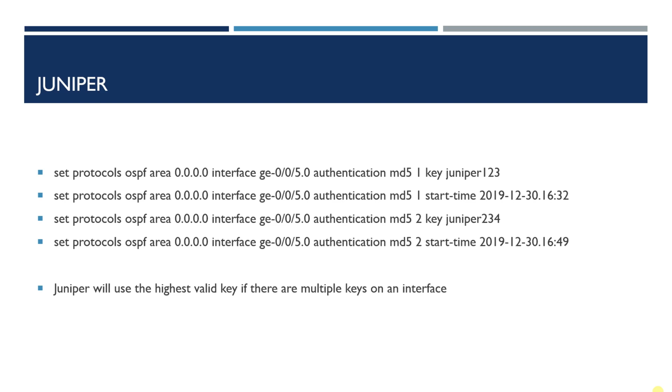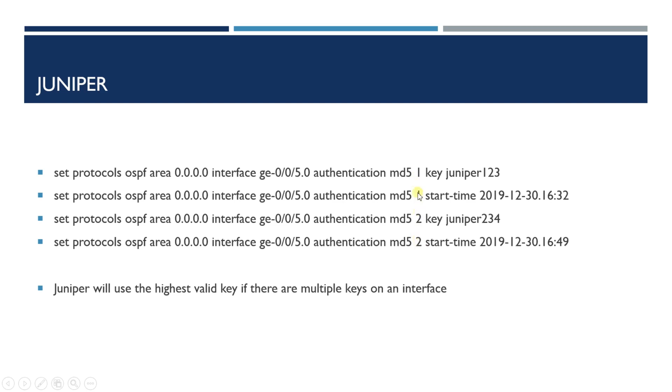So in this example, I have a start time on when we are going to transition over to new keys. The first start time is December 30th at 4:32, and then the second key is going to start at December 30th at 4:49. As long as it's past those numbers, they're both valid. But which one is Juniper going to use on the interface? It's going to use the highest valid key, which is the number denoted right here.